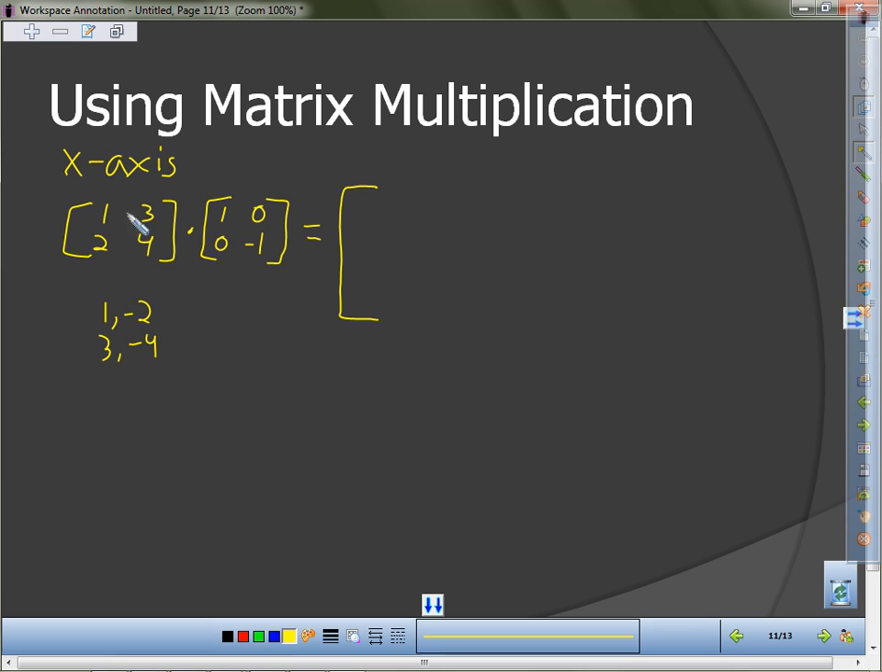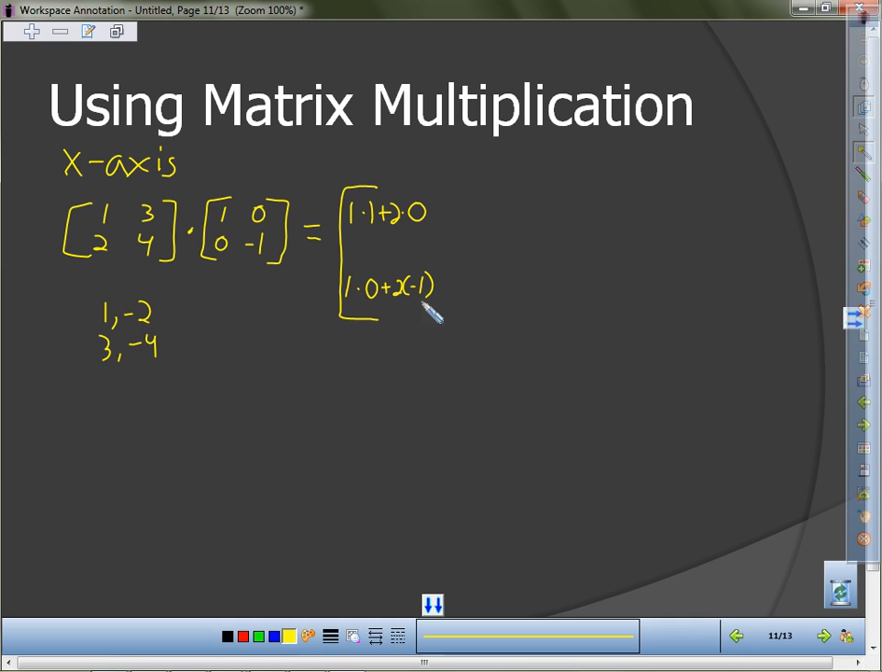All right, so I'm going to take my first coordinates, 1, 2, and I'm going to multiply it by 1, 0. So that means 1 times 1 plus 2 times 0. I'm then going to take the same thing, not 1, 3, 1, 2, and I'm going to multiply it down here. All right, so that's going to be 1 times 0, plus 2 times negative 1.